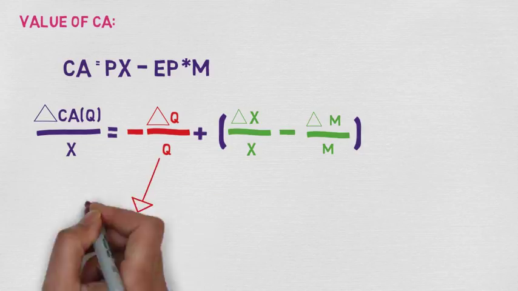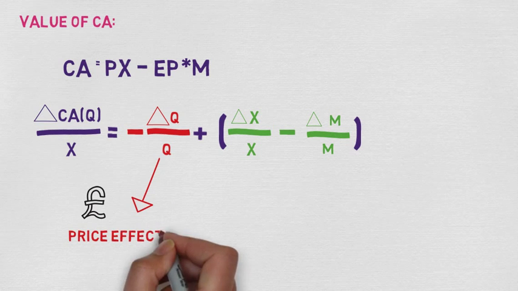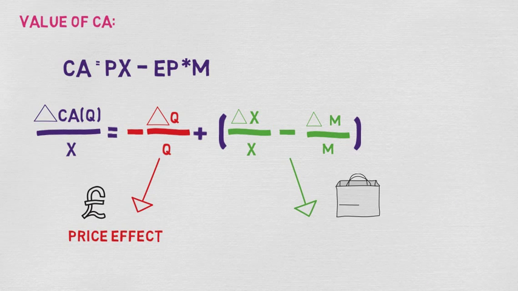It can be seen that the change in the current account is affected by two different effects, a price effect and a volume effect. Given that a real depreciation implies delta Q over Q is greater than 0, then minus delta Q over Q is less than 0, so a real depreciation deteriorates the current account.